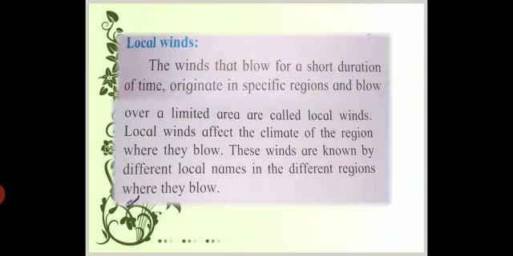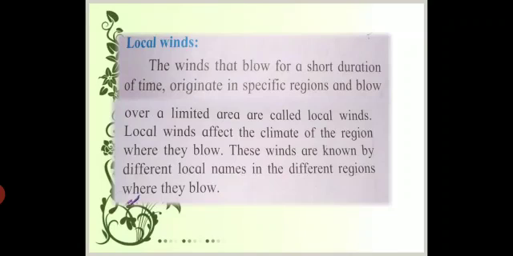Okay, so let's move further to another type of wind, that is local winds. The winds that blow for a short duration of time, originate in a specific region and blow over a limited area are called local winds. Local winds affect the climate of the region where they blow. These winds are known by different local names in the different regions where they blow.